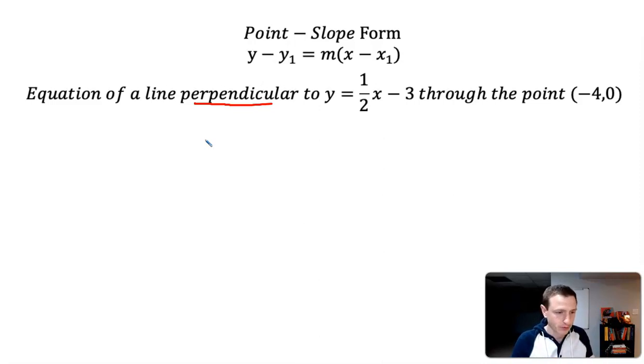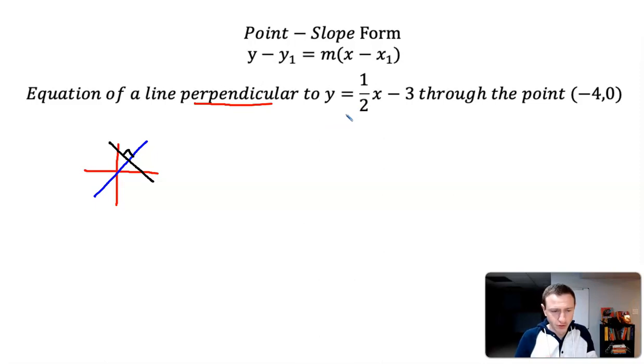What does that mean with the slopes? Are the slopes the same? Are they crossing through? What is happening there? If we understand the terminology of perpendicular, if we have a graph and a line, a perpendicular line will meet at a right angle. It'll cross through at a right angle, just a perfect intersection of two lines.